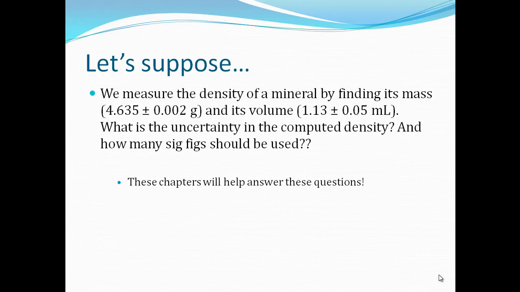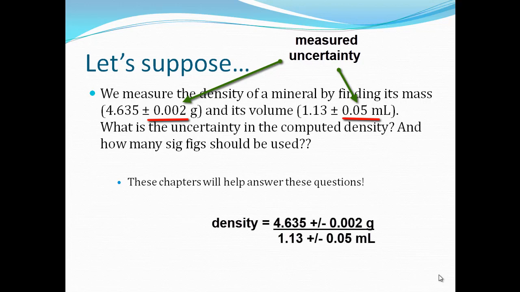Let's suppose we measure the density of a mineral by finding its mass, which happens to be 4.635 plus or minus 0.002 grams, and its volume 1.13 plus or minus 0.05 mL. What is the uncertainty in the computed density, and how many sig figs should be used? This chapter is going to help you answer these types of questions because it's not as simple as just adding those uncertainties. There's a bit more that goes into it, and we're going to learn all about the real rule of significant figures when it deals with error analysis.